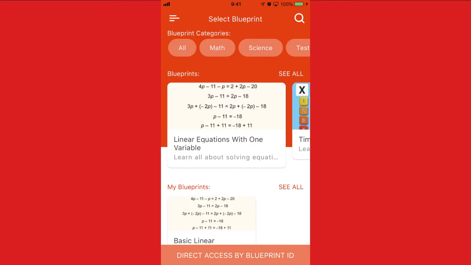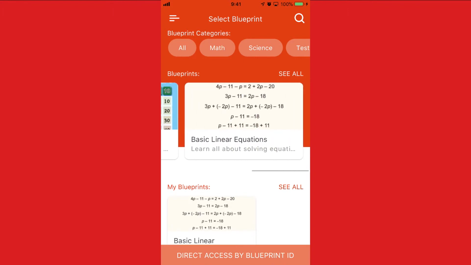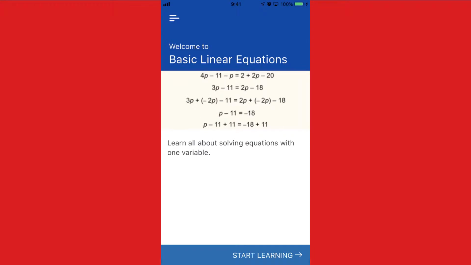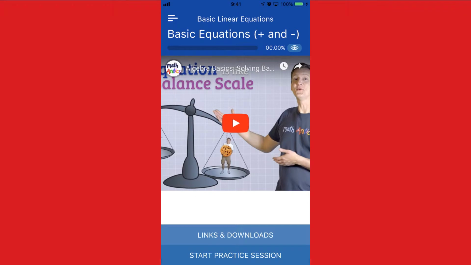After I log in, I get to the main blueprint screen and I will scroll and select the blueprint Basic Linear Equations, which is a sample I've created for students learning how to solve simple one-variable linear equations. The student clicks Start Learning. In this case, the first lesson shows up and it's a video, in fact a video from YouTube. The student can watch the video, and by the way, it does not have to be a video, it can be reading material.